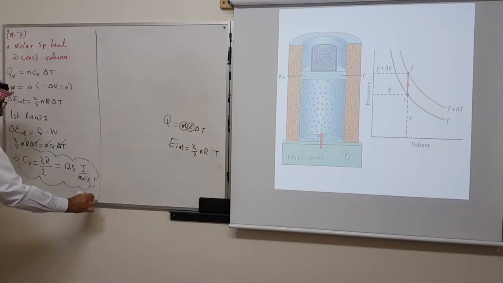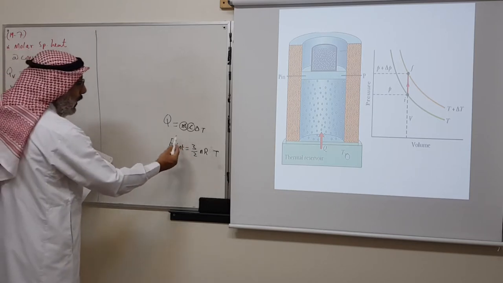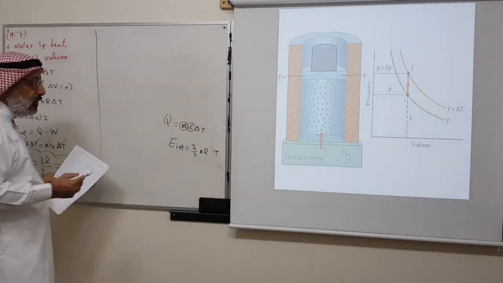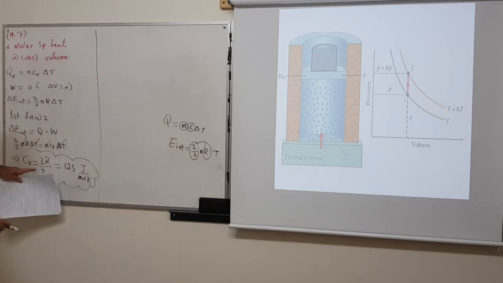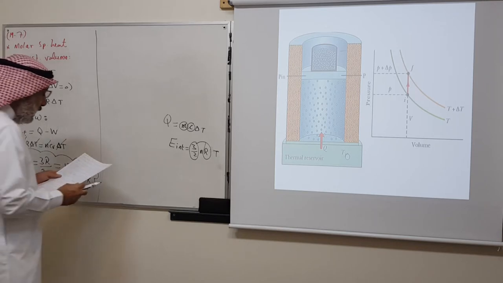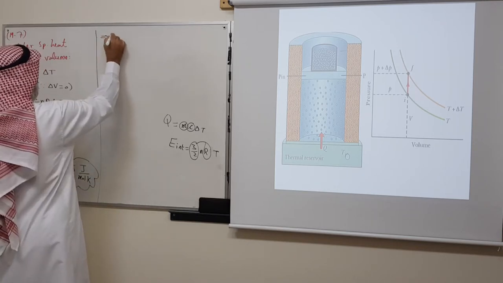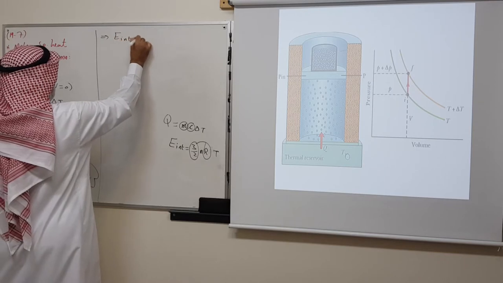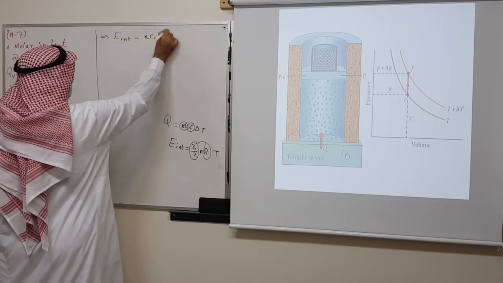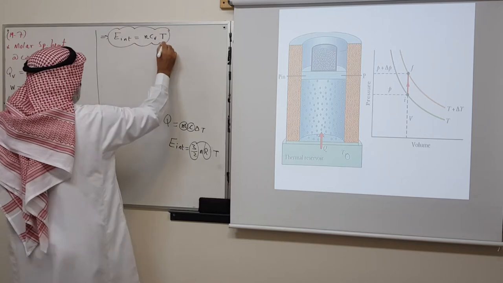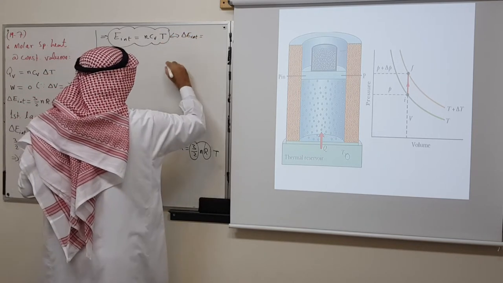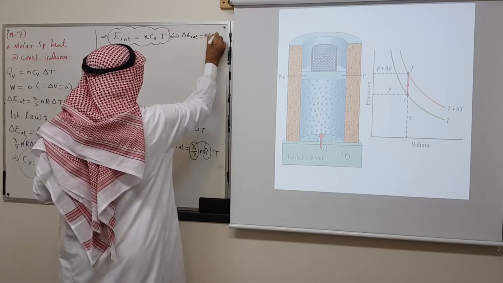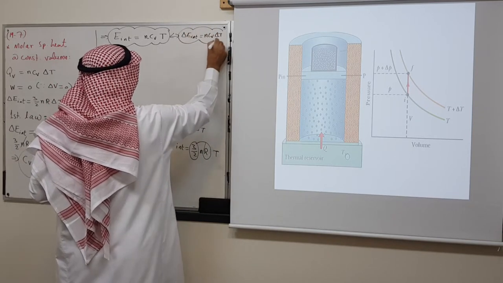Now we can use this result to rewrite the equation for the internal energy. 3/2 R is equal to CV. So now we can rewrite the equation for the internal energy as E internal is equal to nCV multiplied by T, from which you can see that delta E internal in any thermodynamic process is nCV multiplied by delta T.